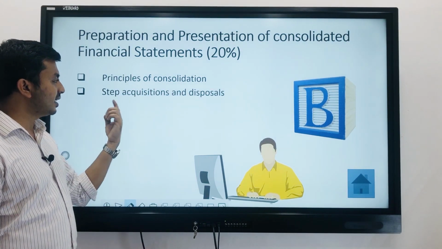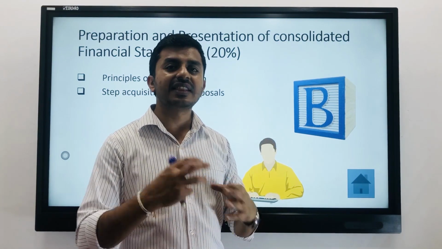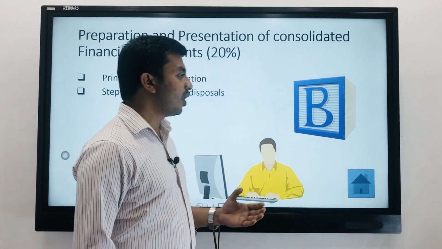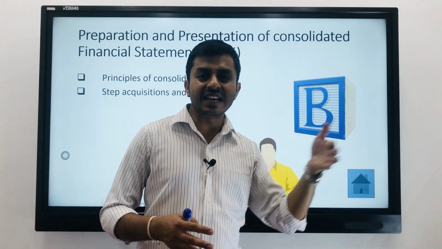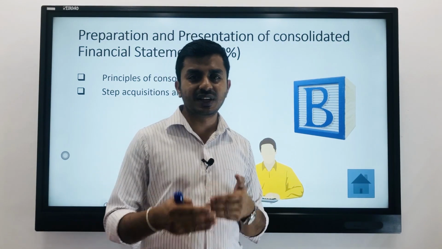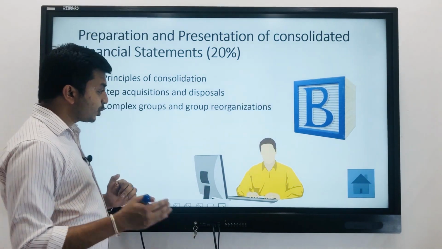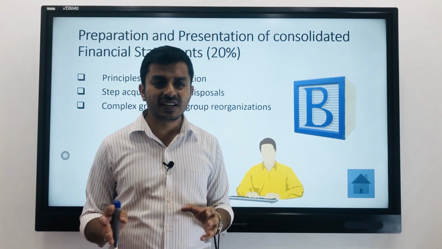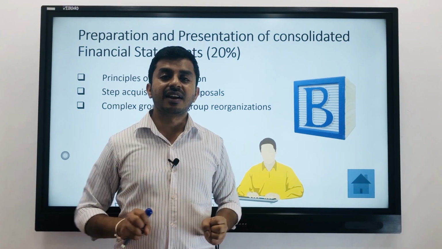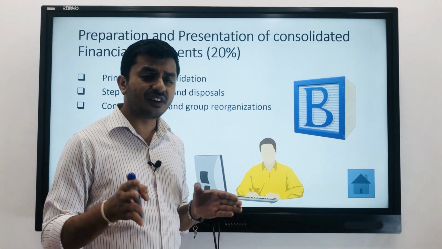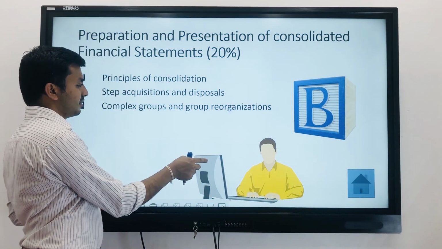Other than that, we are going to discuss step acquisitions and disposals. That means step by step some companies are acquiring other companies. In that case, how do we do the financial reporting, or how can we account for that sort of transaction? And with disposals, some companies are selling a company on a step by step basis. So in that case, how we should treat those in the financial statements, we're going to learn under this. And complex group structures and group reorganization, especially we have some complex group structures, D-shaped group structures, vertical and horizontal group structures. Those different group structures have different methods of accounting, right? So those we are going to discuss under this part.